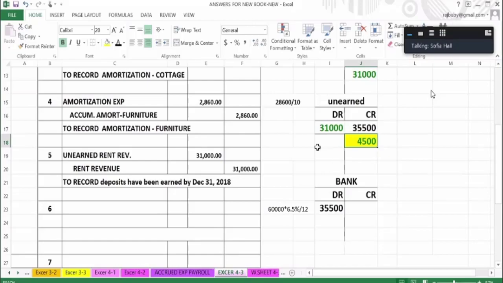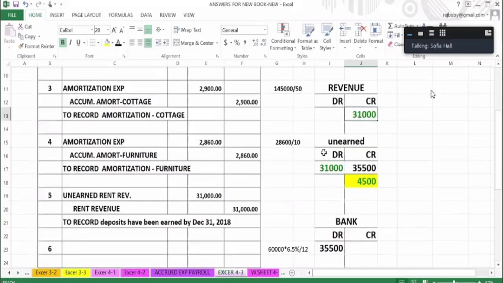You have to show as revenue this amount, $31,000, because they used our cottage, right? Revenue account is credit, that one is going here, revenue credit, and unearned revenue is going to be debit, that one is going to be decreased from this. Your unearned revenue is only $4,500 in the trial balance after you adjust. The rest you are transferring to the revenue account. Are you okay? Yes, yes. Thank you. You're welcome.